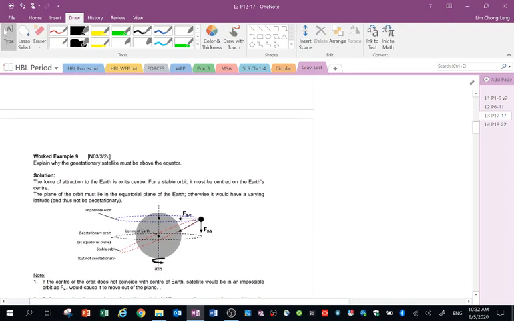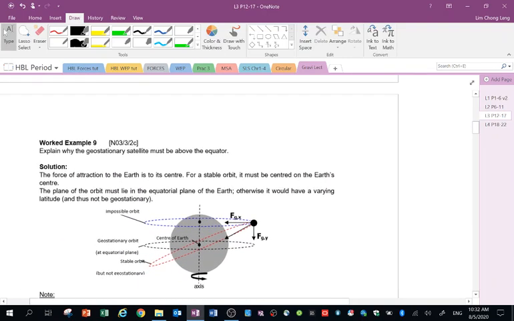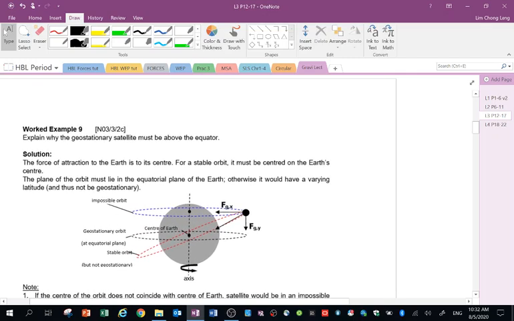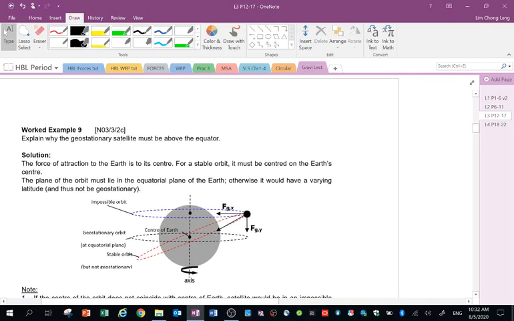Explain why geostationary satellite must be above the equator. Now, I'd like you to look at the diagram. I've indicated here three orbits, and I will call this orbit 1, 2, 3. To understand why geostationary satellite must be above the equator, we will look at the first orbit. The first orbit is the geostationary orbit, which is orbit 1.